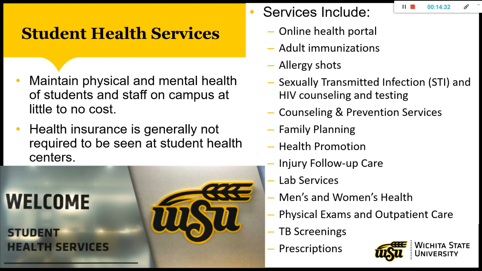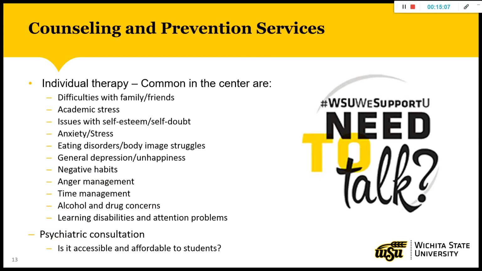Again, everything that's on this list is specific to Wichita State, but you'll find that as you look around at other universities, they include a lot of these same services: health portals, immunizations, allergy shots, STI and HIV counseling and testing, counseling and prevention services, which I'll talk about, family planning, health promotion, injury follow-up care, lab services, men's and women's health, if you just need to get a physical, TB screenings, prescriptions, all that kind of stuff. Little to no cost. It's included with your tuition and fees that you pay.